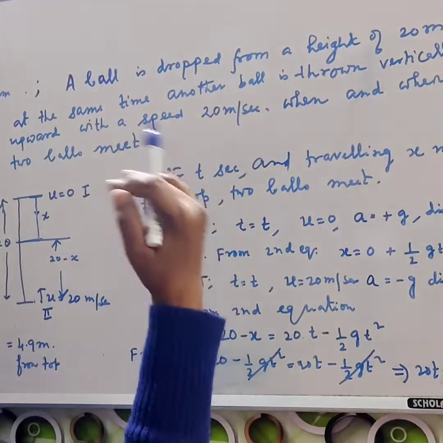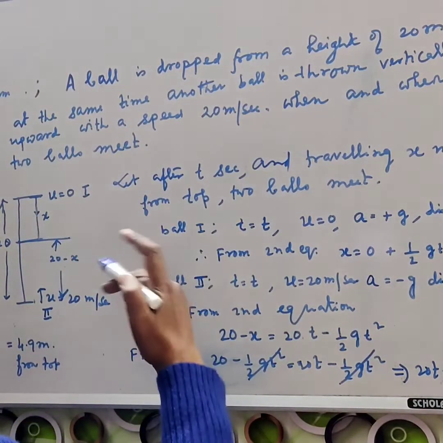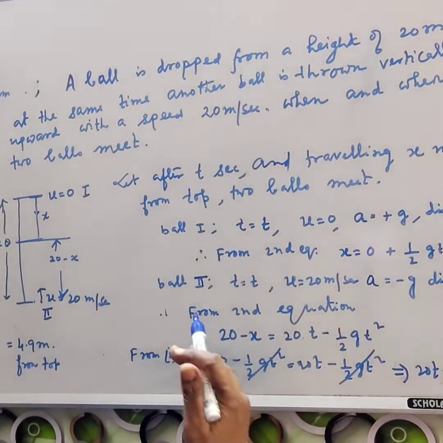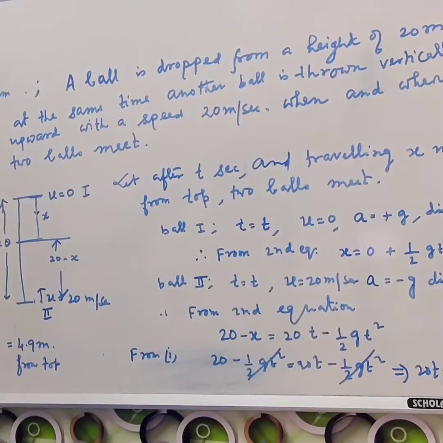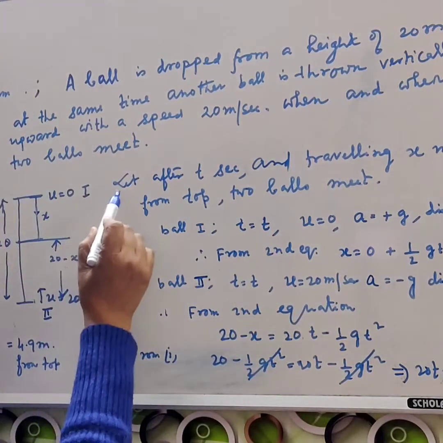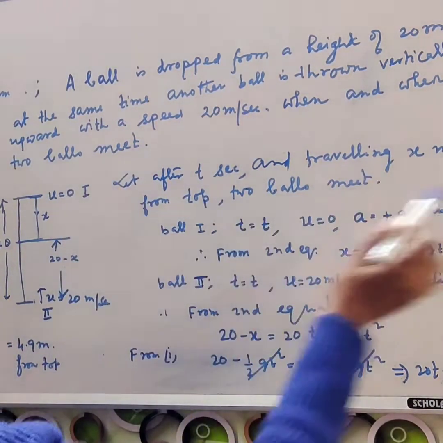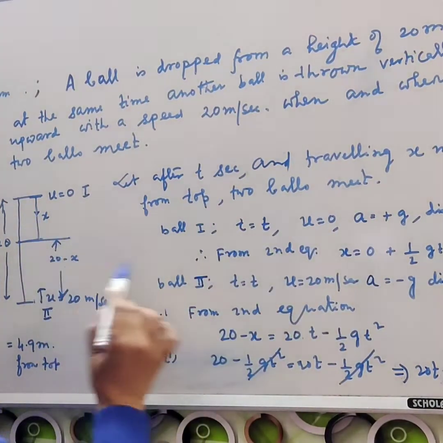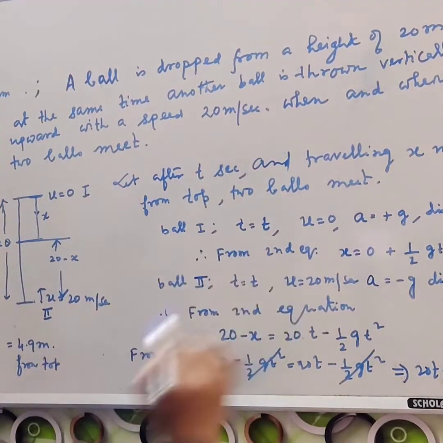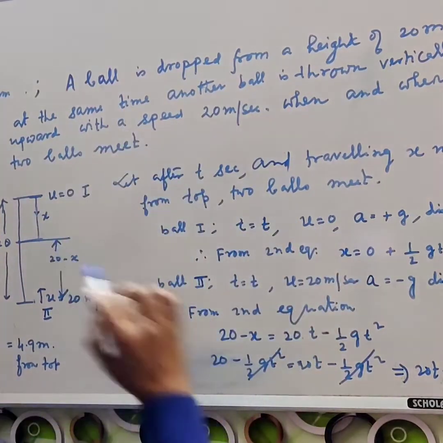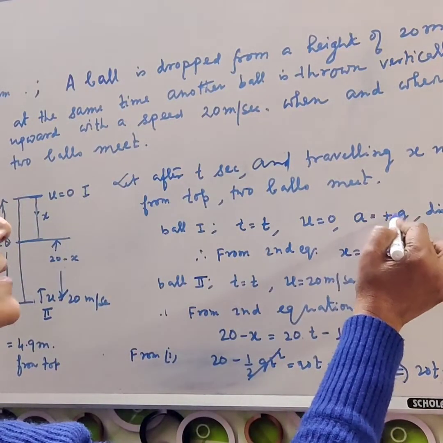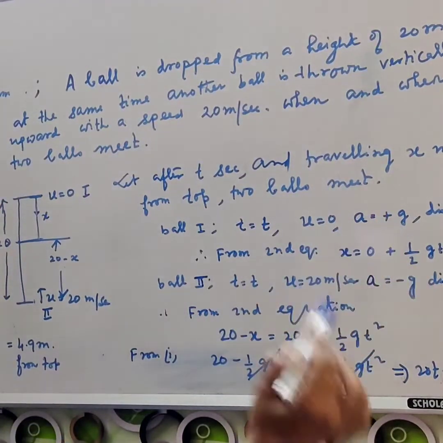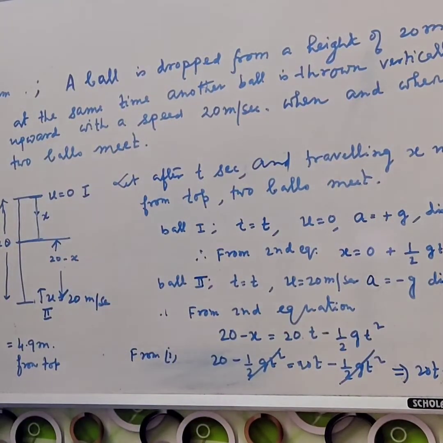A ball is dropped from a height of 20 meter. At the same time, another ball is thrown vertically upward with a speed of 20 meter per second. When and where do the two balls meet? Since it is at the same time, let after t second and traveling x meter from the top, the two balls meet. For ball 1, time taken is equal to t, initial velocity is 0 since it is dropped, acceleration is equal to plus g, that is acceleration due to gravity, since it is falling towards Earth. Let distance be equal to x.